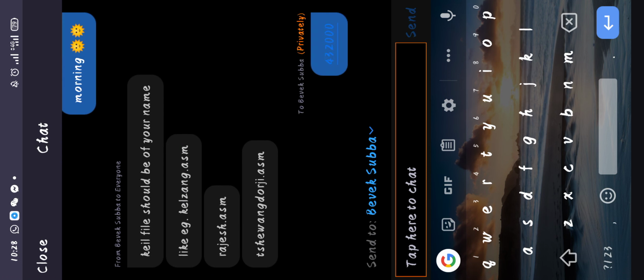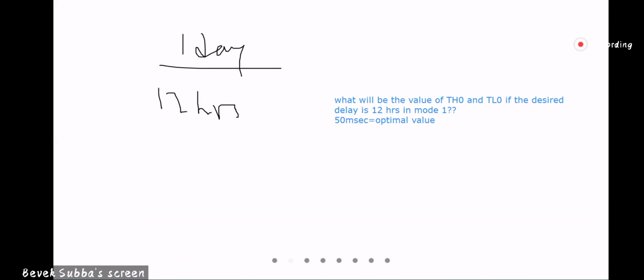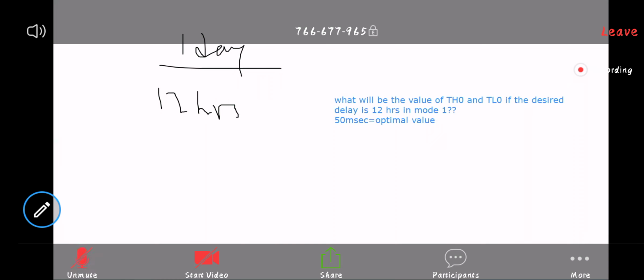1,72,800 times, sir. One value will come. Somebody is saying 8 lakh. Somebody is saying 4 lakh.